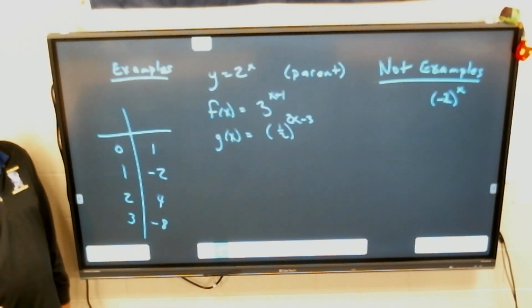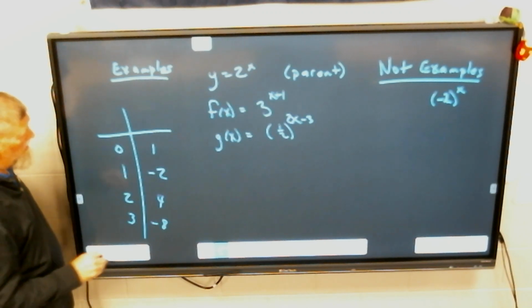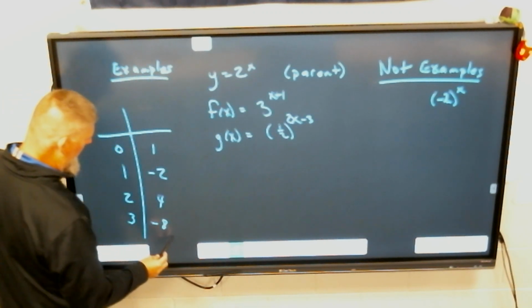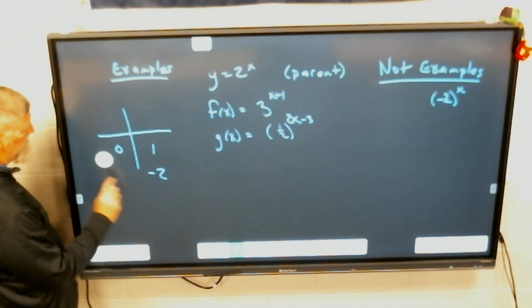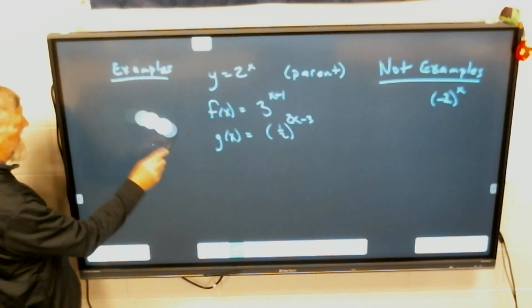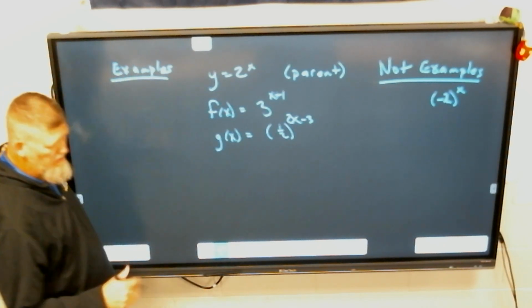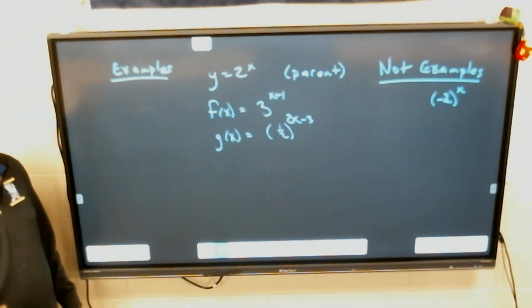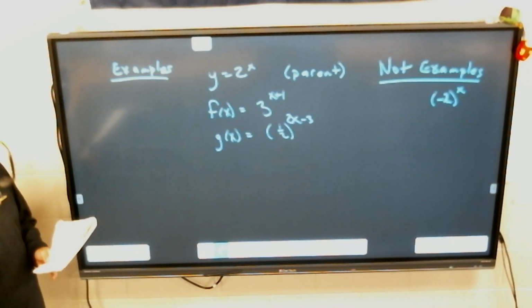If you graph it, it looks really funny, just like a bunch of dots back and forth. So we can't have that. So the base, the b, has to be greater than 0, but not 1. Any positive constant but 1.